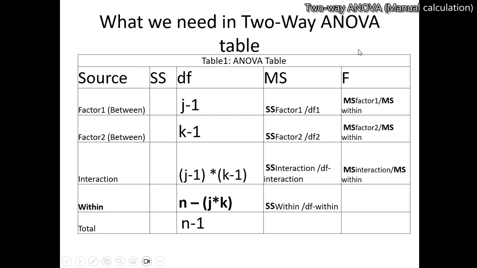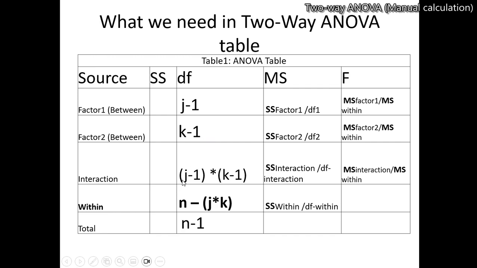What do we need in a two-way ANOVA table? We need five things. First is the source, then sum of squares, degrees of freedom, mean square, and F statistic. Suppose we have factor 1, then the source of between variation will be factor 1. Its degree of freedom will be calculated as j minus 1, where j is the number of categories of factor 1. Similarly for factor 2, if the number of categories of factor 2 is k, then we subtract 1 from k, and the degree of freedom is k minus 1.